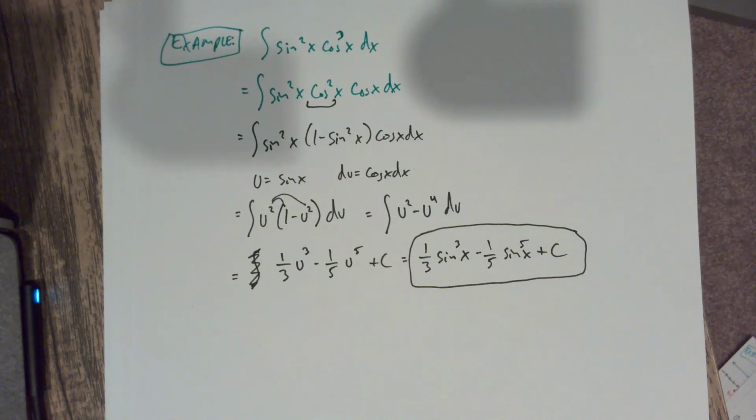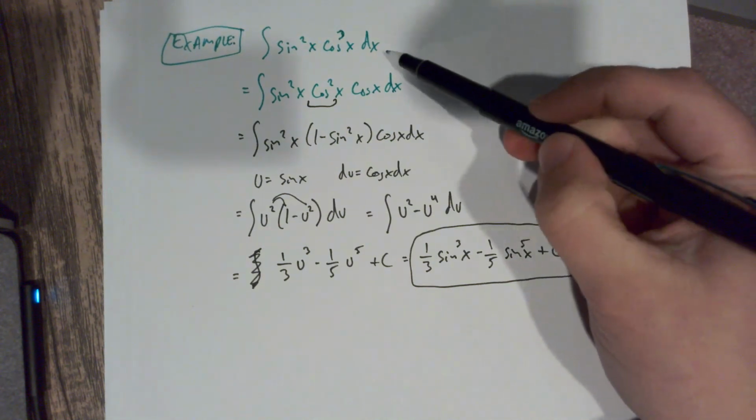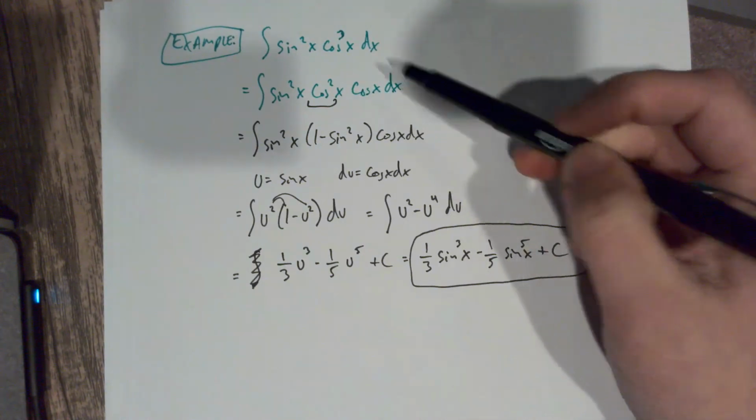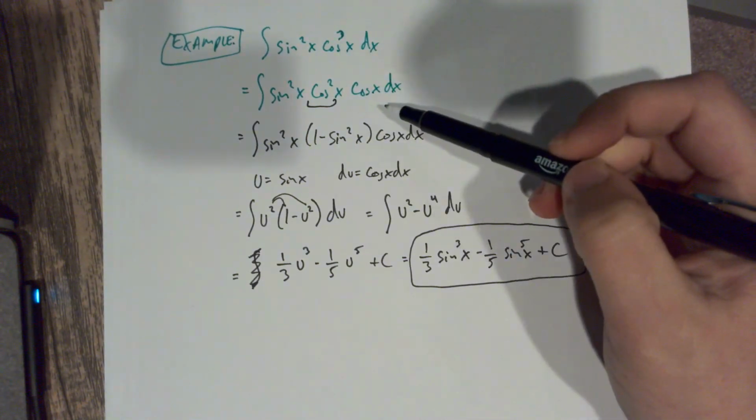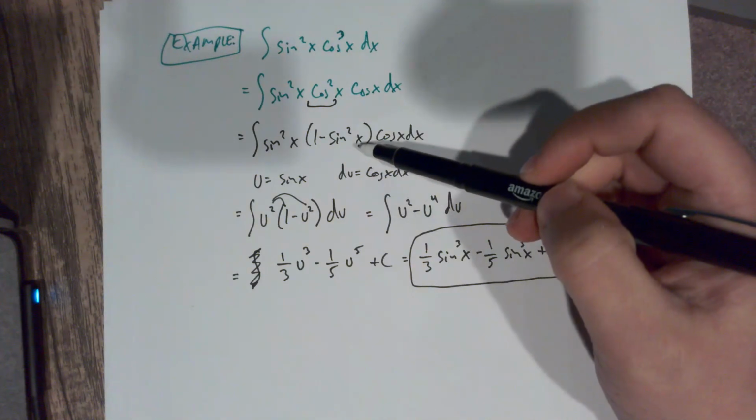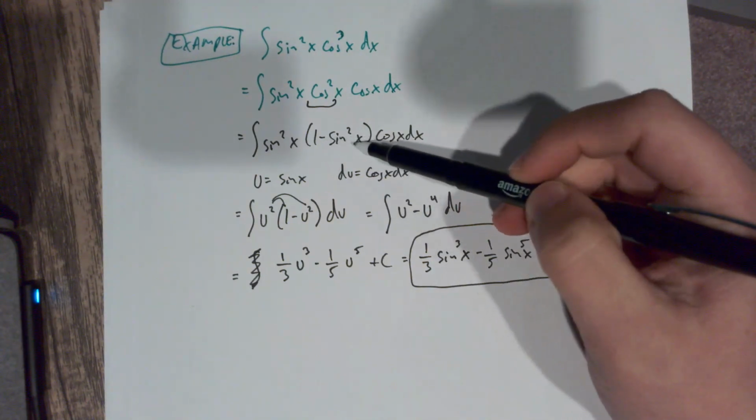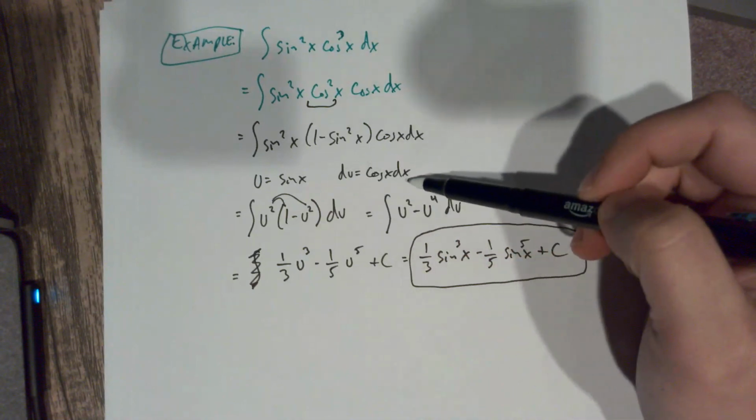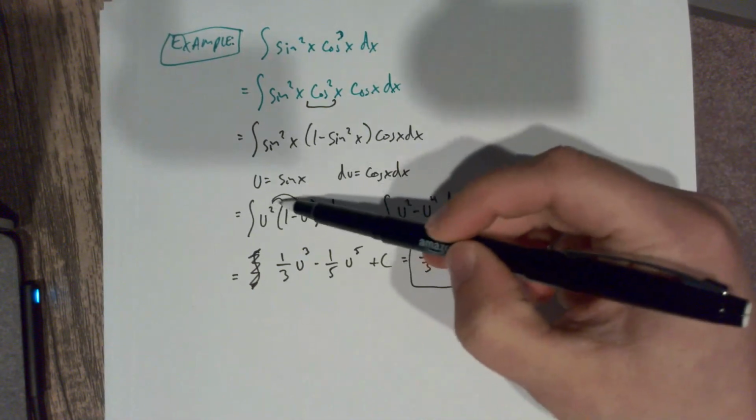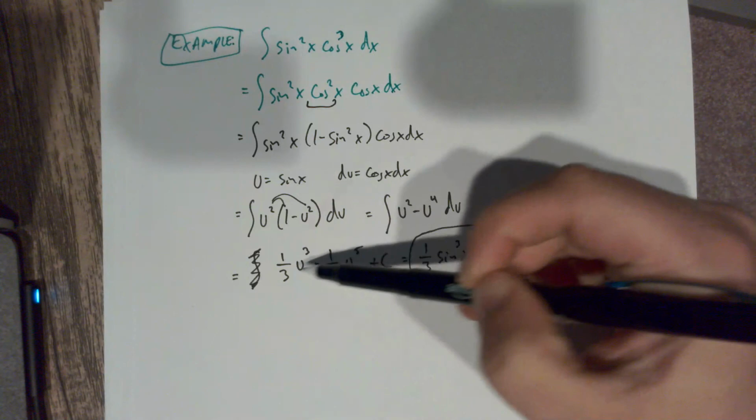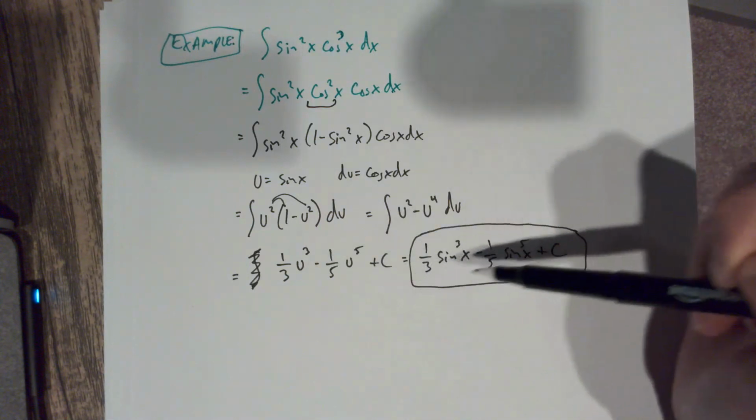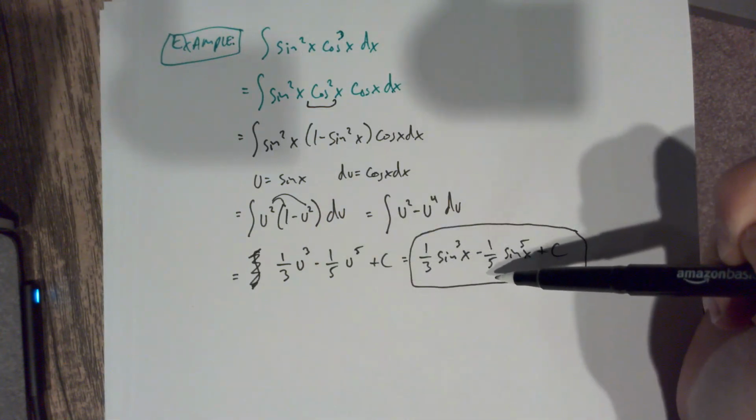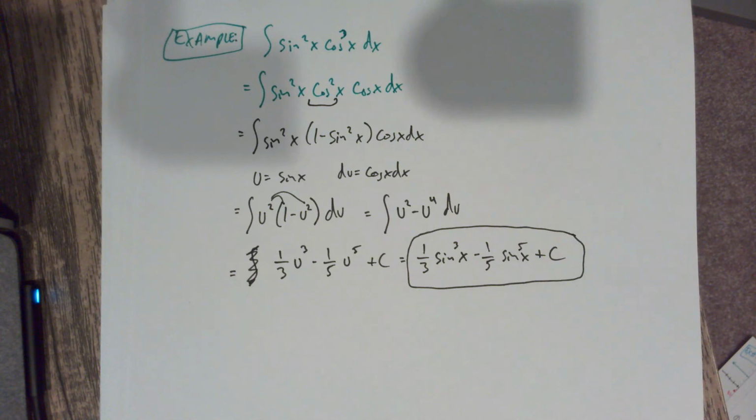So again, to go through those steps, first we pull off a power of cosine because that's the one that was odd. Then we replace the cosine squared with 1 minus sine squared. We u substitute with u being sine. We distribute through, we integrate with the u, and then we substitute the u back in. And that's how a lot of these ones are going to go.